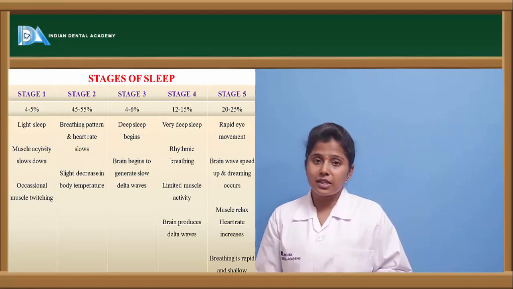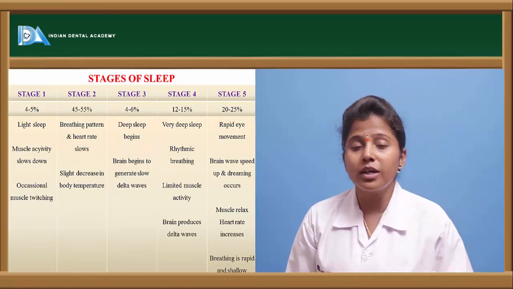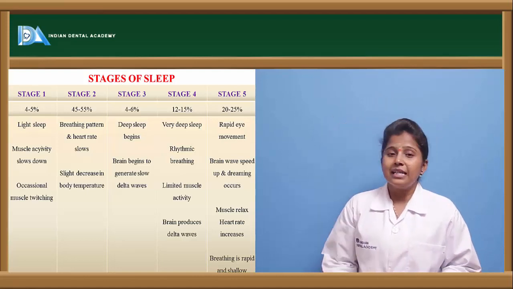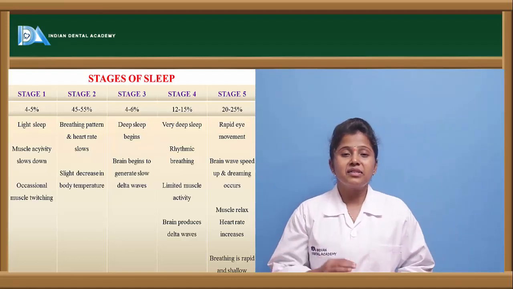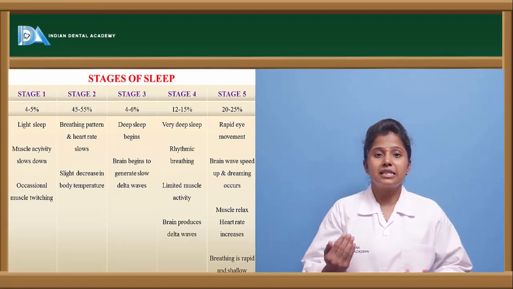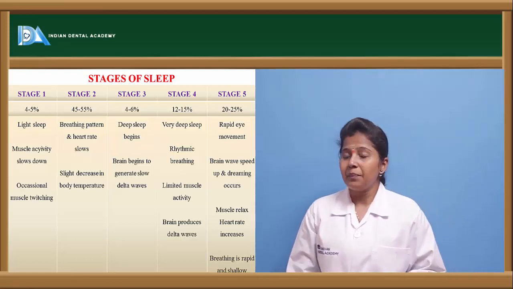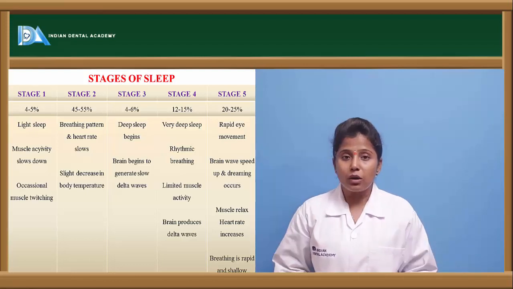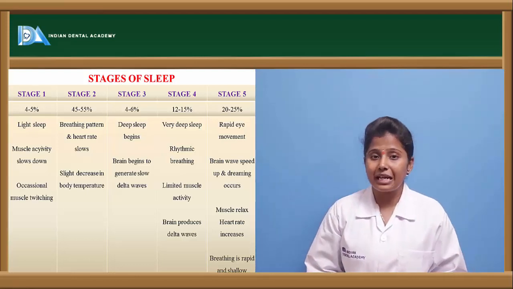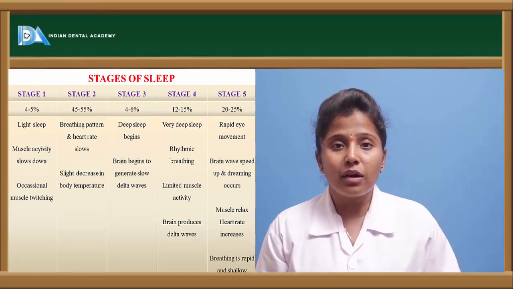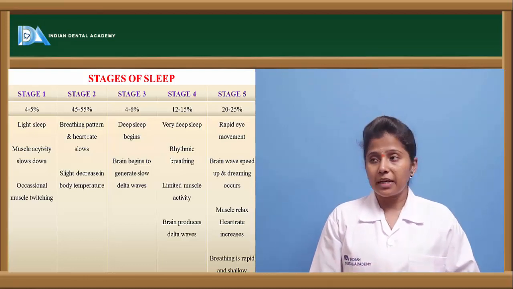Let us see the different stages of sleep. Stage 1 constitutes about 4 to 5%, and the sleep will be light. In the sense, the person has just fallen asleep, and the sleep has not completely come yet. So there will be light sleep, and muscle activity will be slowed down. The muscles will be getting relaxed, with occasional muscle twitching. Not regularly, but on an occasional basis.